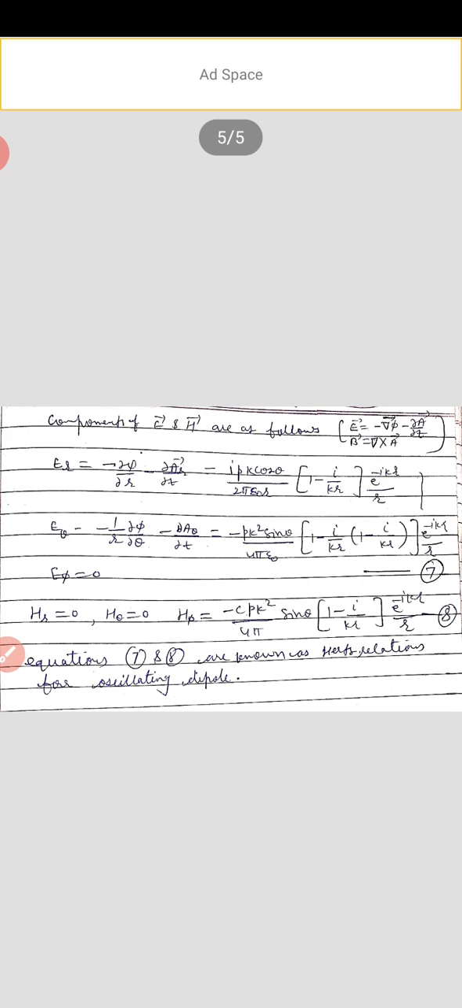Hφ = -c p k²/4π sin θ · (1 - i/kr) e^(-ikr)/r. And these equations 7 and 8 are known as Hertz relation for oscillating dipole.